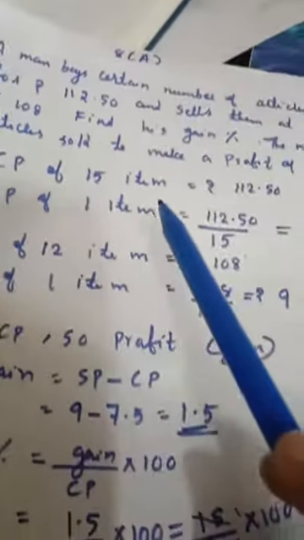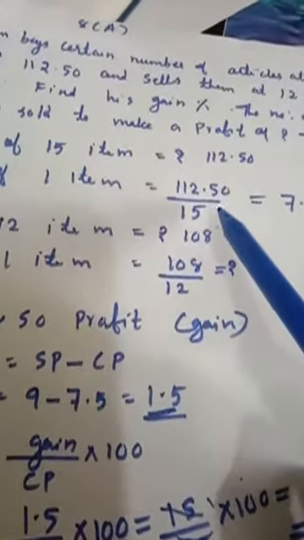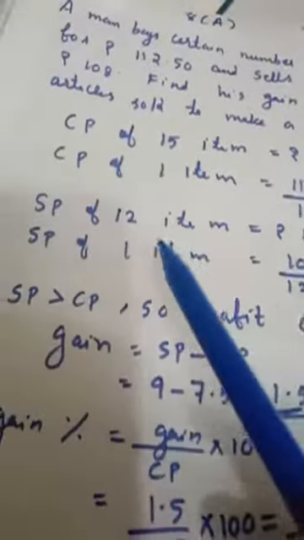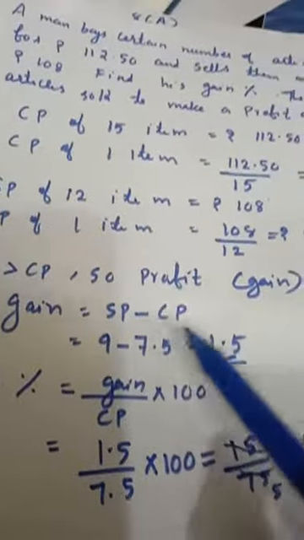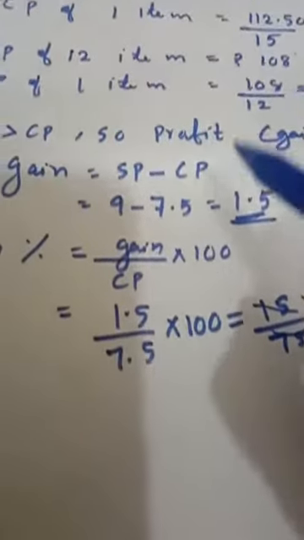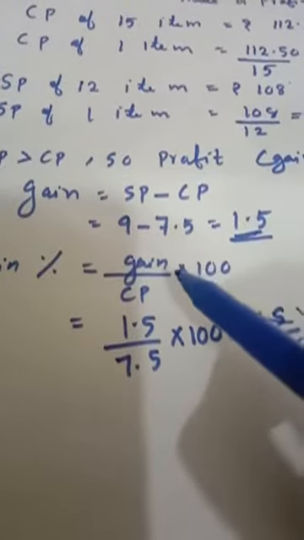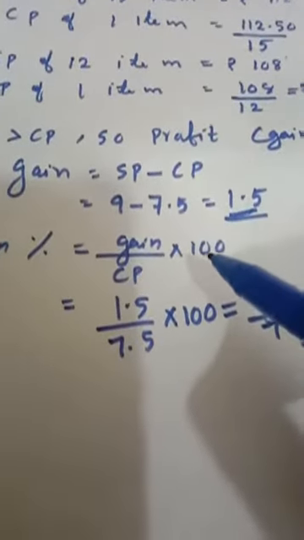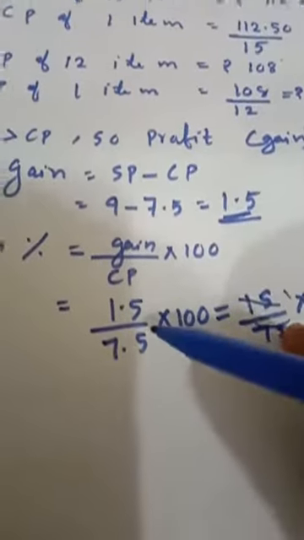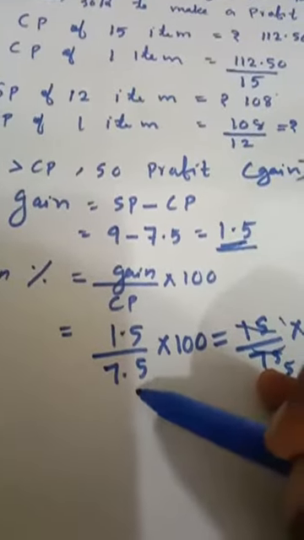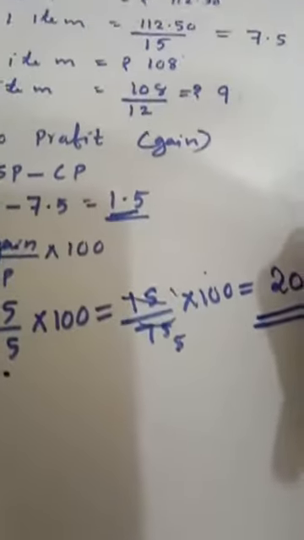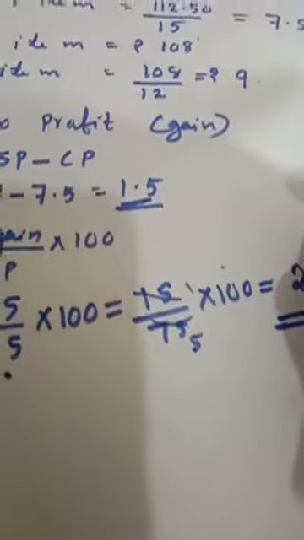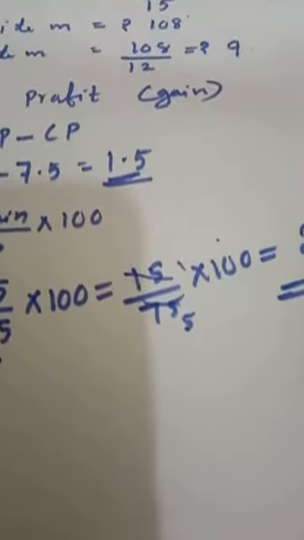First, CP of 15 items is 112.50. Then CP of one item, 112.50 by 15, is equal to 7.5. Then SP of 12 items is 108, so SP of one item is 9. So profit is 9 minus 7.5, which is 1.5. Then profit percentage is gain by CP into 100. Here profit is 1.5, CP of one item is 7.5, into 100 is 20%. Now we want to find the number of articles sold to make a profit of 75.